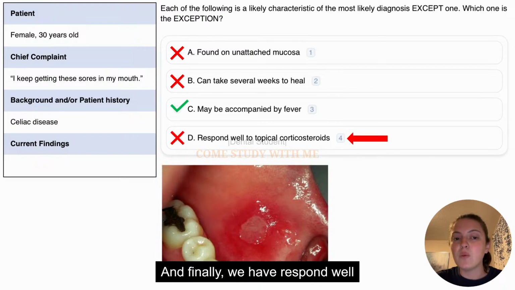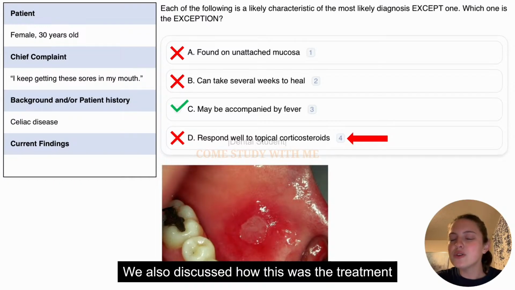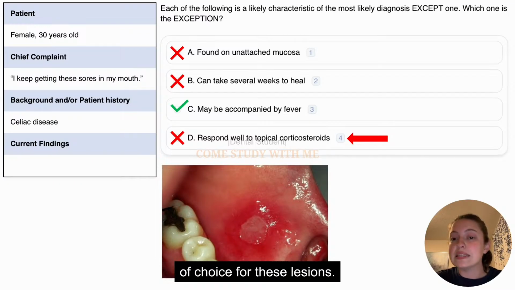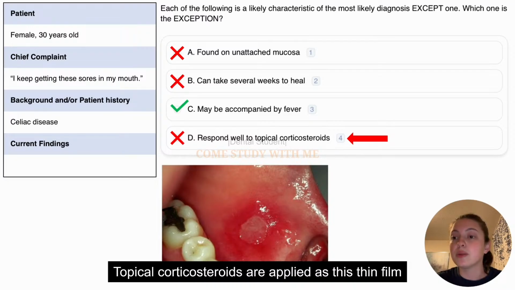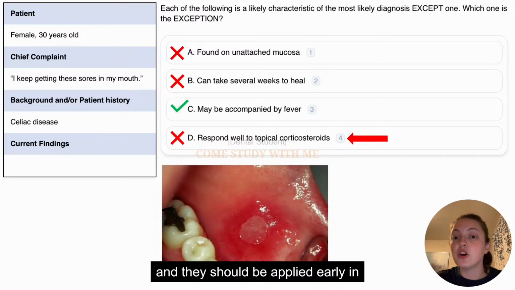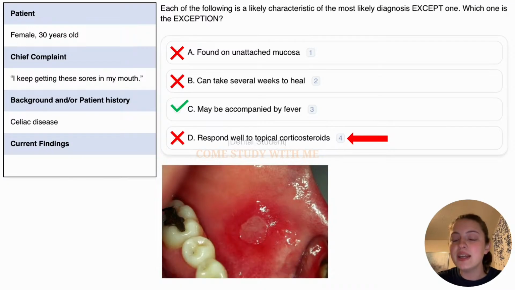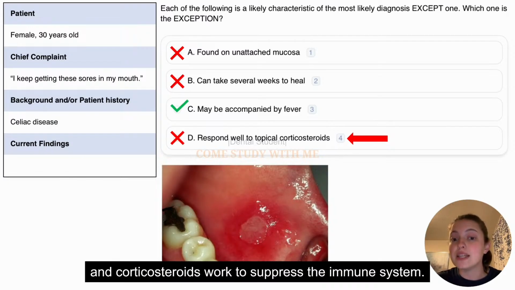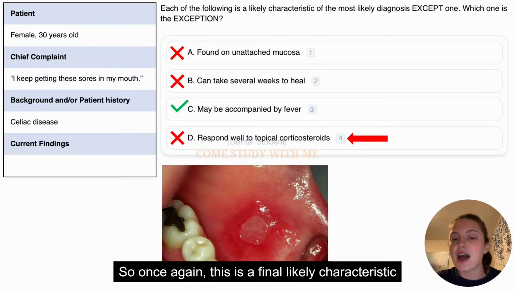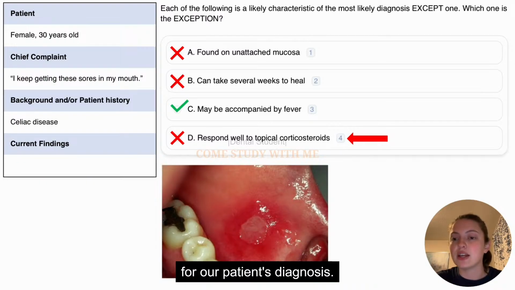And finally, we have respond well to topical corticosteroids. We also discussed how this was the treatment of choice for these lesions. Topical corticosteroids are applied as a thin film multiple times per day over these lesions, and they should be applied early in the course of the lesion. These lesions respond well to topical corticosteroids because they're likely immune-mediated, and corticosteroids work to suppress the immune system. So once again, this is a final likely characteristic for our patient's diagnosis.